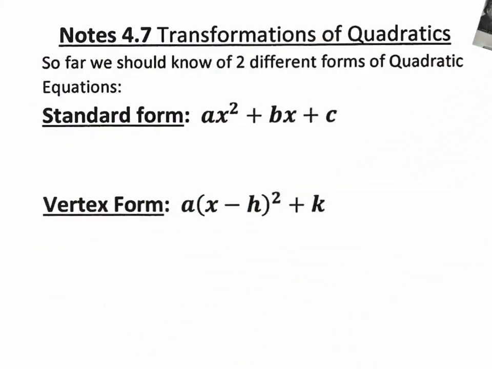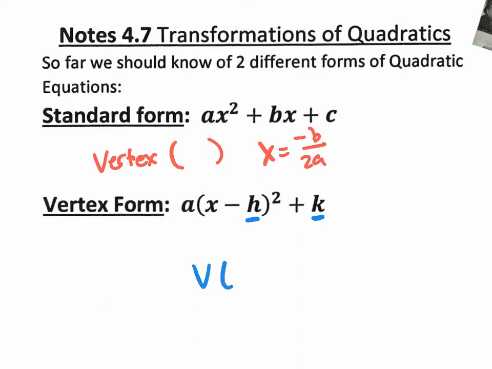So in standard form, how could you find the vertex? In order to find the vertex, which is a coordinate, you're going to need to know the formula x equals negative b over 2 times a. You guys remember that? And that only gives you the x value, right? And to find the y value, you plug in your x value and solve for y. So vertex form, it's really easy to find the vertex. It's simply h and k. So the vertex is a coordinate and simply h and k.